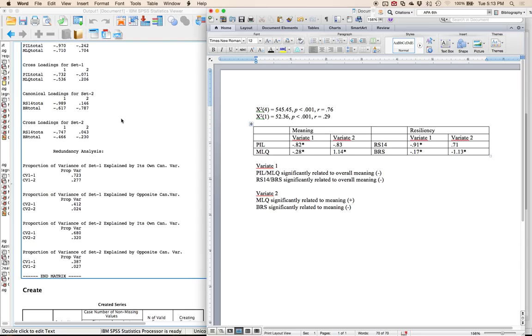The redundancy analysis gives you kind of the same information, but on a more global scale, looking at proportion of variance as opposed to just the individual pieces. And you want to make sure that, again, they're measuring their own variance better than the other ones. So canonical variate 1 compared to canonical variate 2, the cross-loading here. So canonical variate across for set 2 for variate 1.